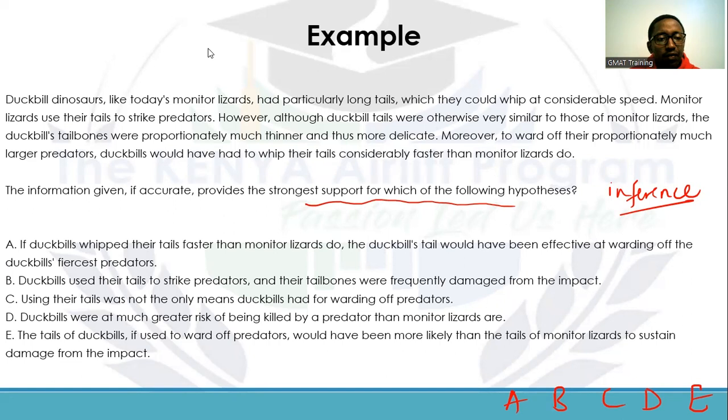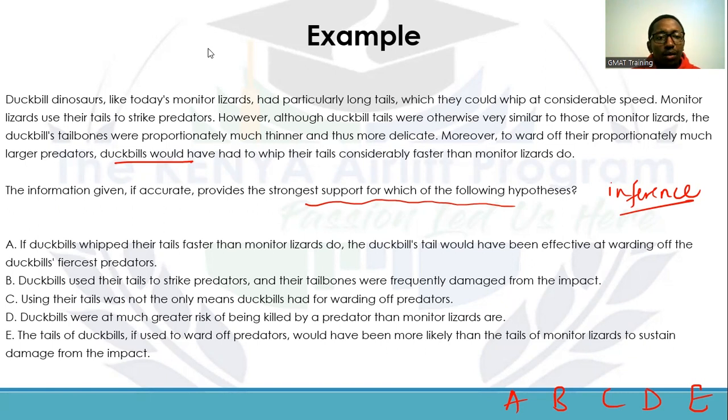So let's look at our answer choices. Option A: if duck-bills whipped their tails faster than monitor lizards do, the duck-bill's tail would have been effective at warding off the duck-bill's fiercest predators. So here we have, to ward off their predators, they would have to whip their tails considerably faster than monitor lizards do. So if they whipped the tails faster, the tail would have been effective at warding off these fiercest predators.